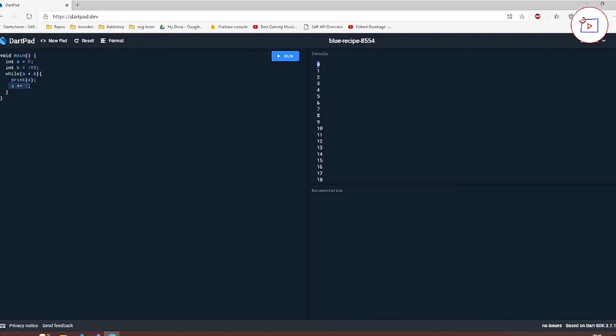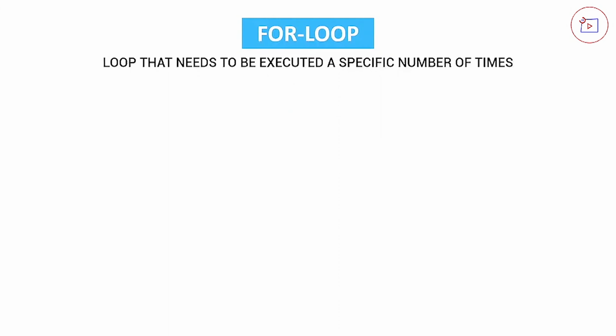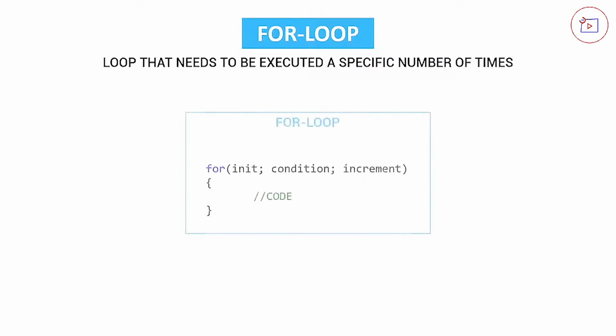So when do you use a while loop? I have to admit, when I work professionally as a programmer, I don't use while loops that much, because there are actually better alternatives in many cases than the while loop. And one of these alternatives is the for loop. And the for loop is a little bit different than the while loop. And what Wikipedia says is that it's a loop that needs to be executed a specific number of times. Well, what does this look like?